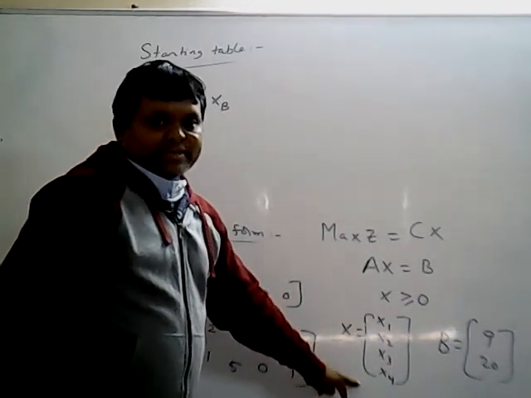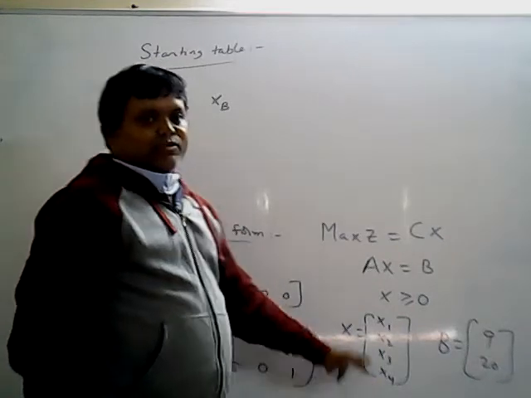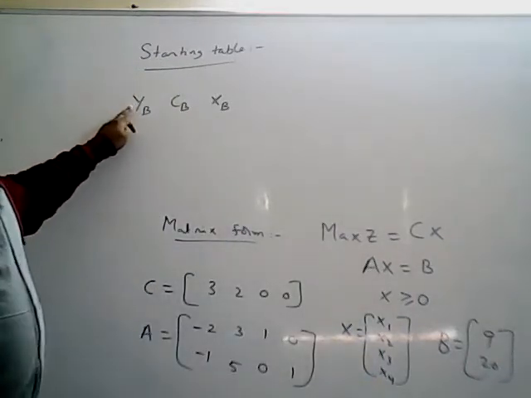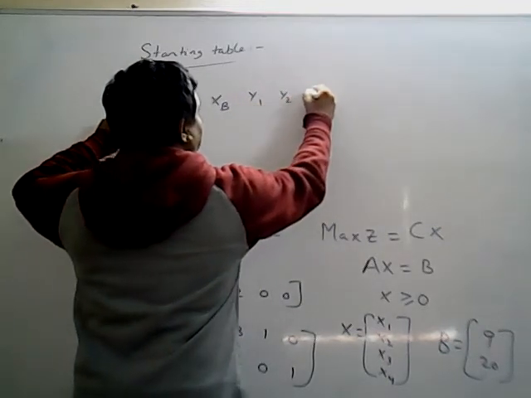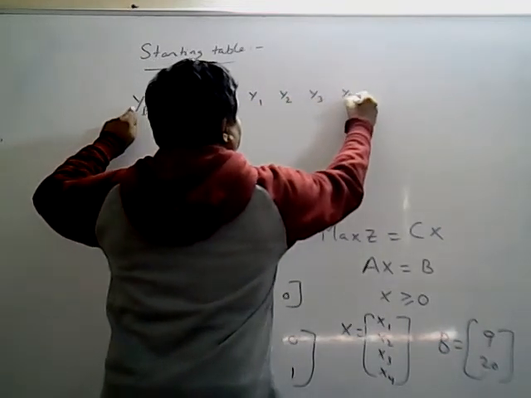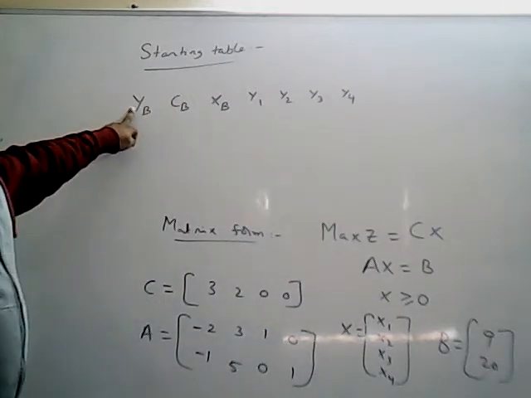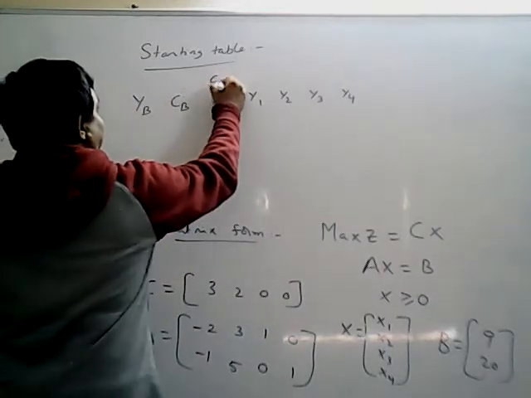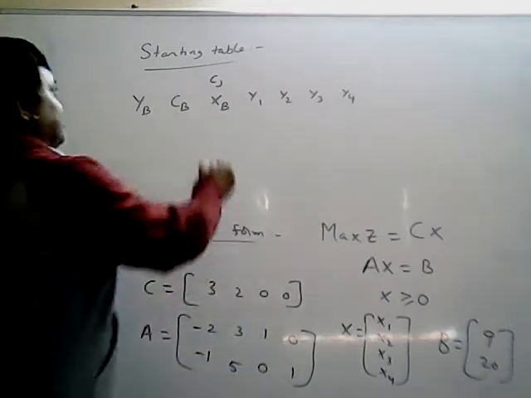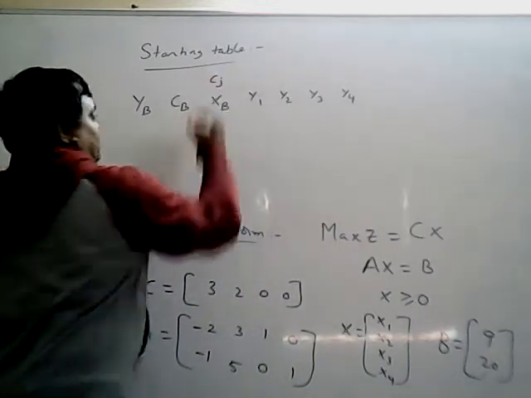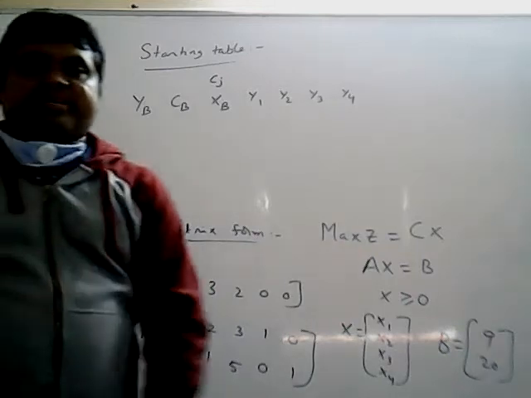How many variables are there in this problem? 4 are there: X1, X2, X3, X4. That means the basis variables we denote as Y: Y1, Y2, Y3, Y4. And Cj is the cost matrix.